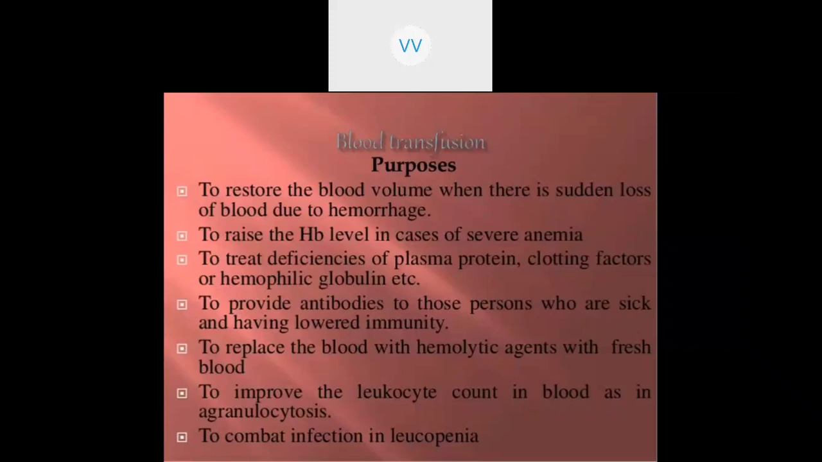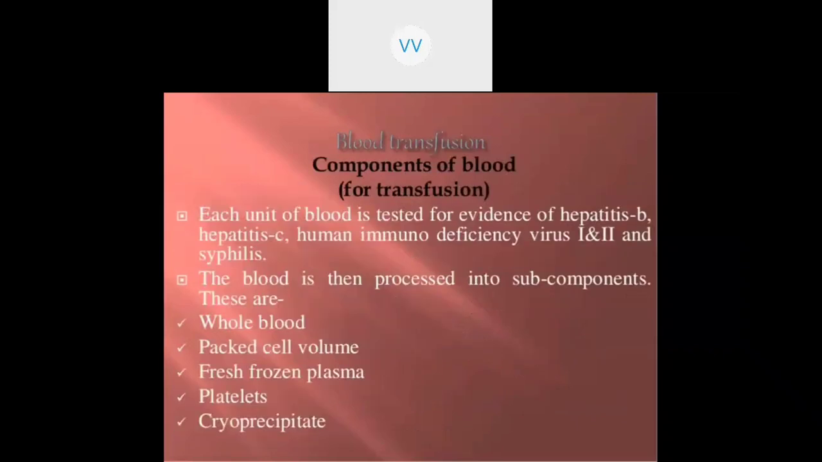Okay, and to improve the leukocyte count in blood, as in granulocytosis. To improve the WBC, white blood cell count, and to combat infection, as in leukopenia. Leukopenia is one of the blood disorders, a decrease in white blood cells, also called leukopenia or infection. These are some of the purposes of blood transfusion. In these conditions we have to administer the blood to the patient.